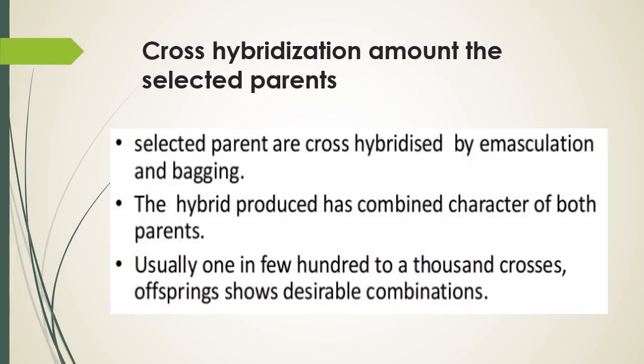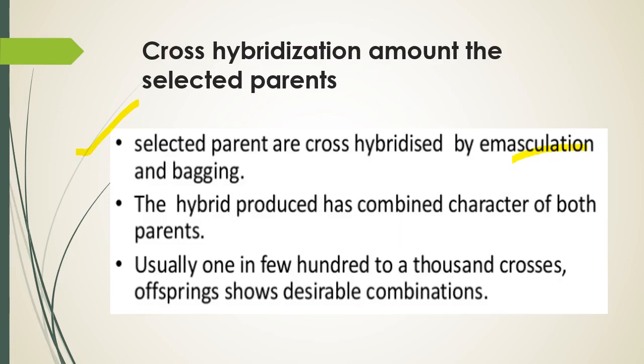The next one, the third step that we have to face, is the cross hybridization among the selected parents. The parents are already ready with the pure lines with the desired characters. Now we have to do the hybridization process. What is hybridization? The crossing between the superior quality parents. So the selected parents are cross hybridized. What method do we normally use? We use the technique of emasculation and bagging. The hybrid that has been produced after the cross hybridization combines the characters of both the parents.